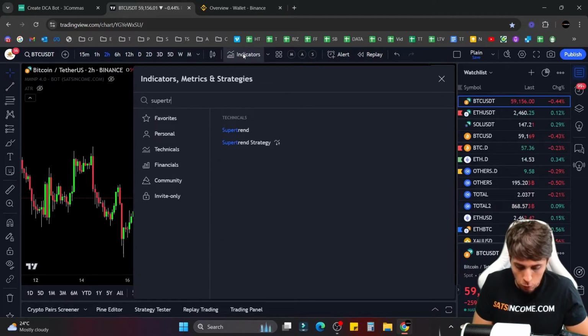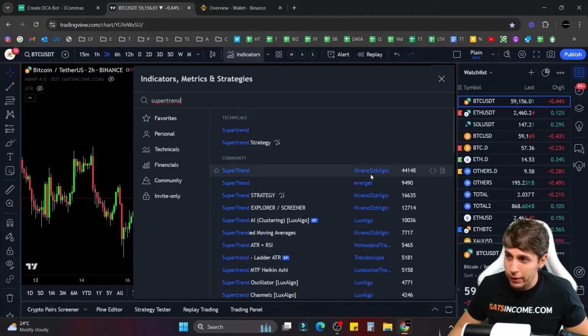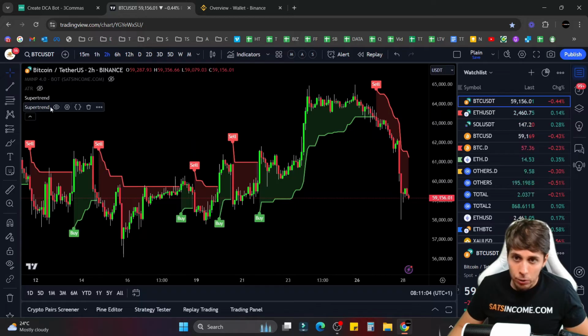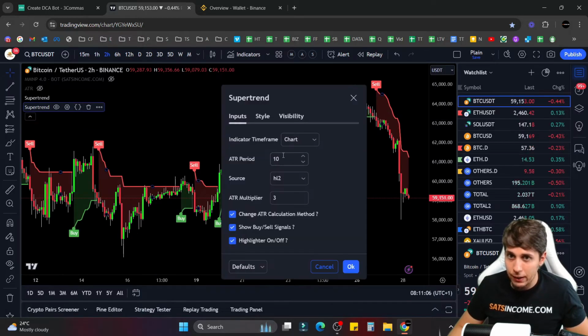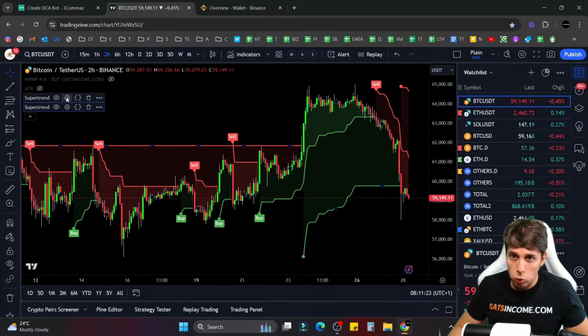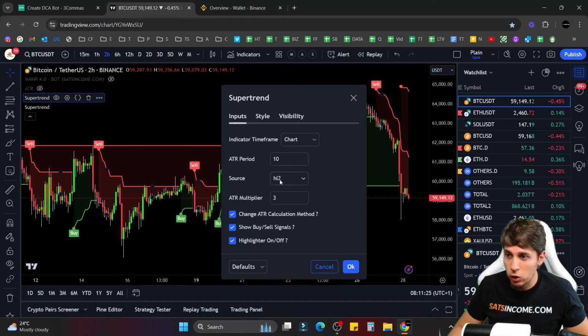So you search for super trend, and you have to find this super trend by this guy Kivang Osbiugic. So add it once and add it a second time to your chart. The second indicator right here, open the settings, the second super trend indicator, and change the ATR period to 30 and change the multiplier to 9. Then disable buy and sell signals. That's perfect. Hit OK. Then go to the first super trend indicator and go to the settings.